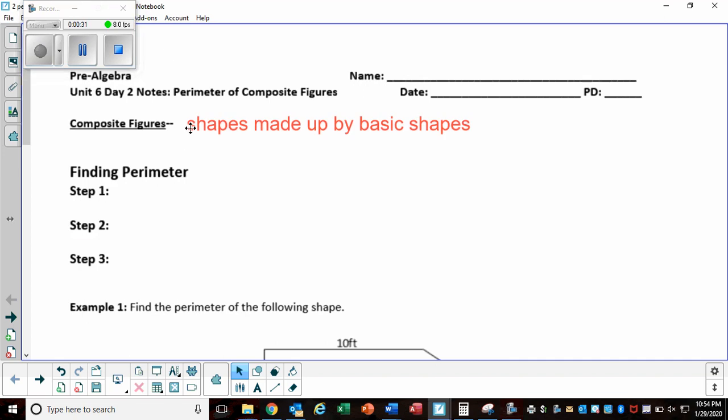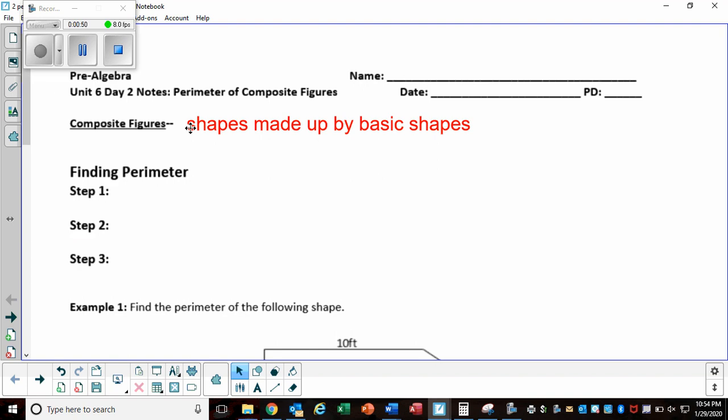So composite figures are basically shapes made up of basic shapes. You dealt with the basic shapes in class, and we're going to be looking at those odd looking shapes. They're not a trapezoid, they're not a circle, they're not a square. It's kind of made up of different shapes.